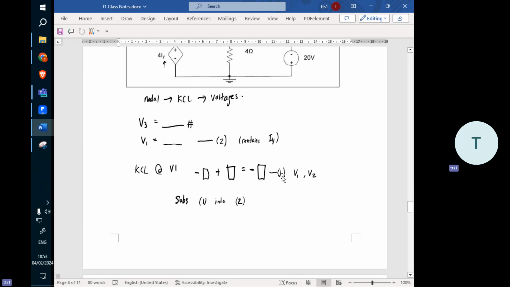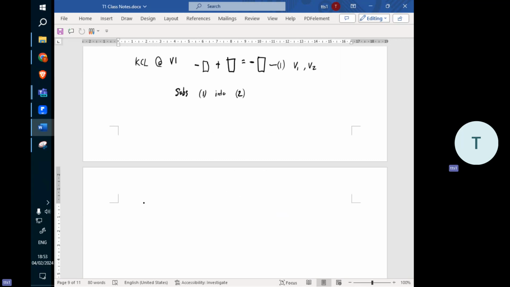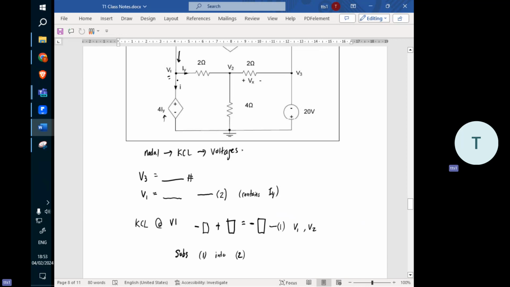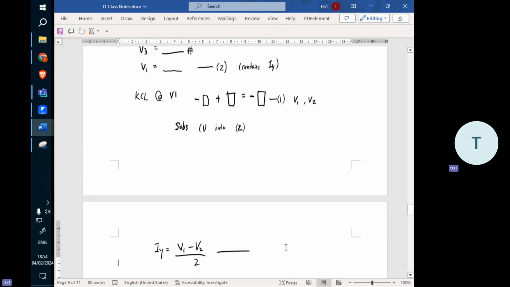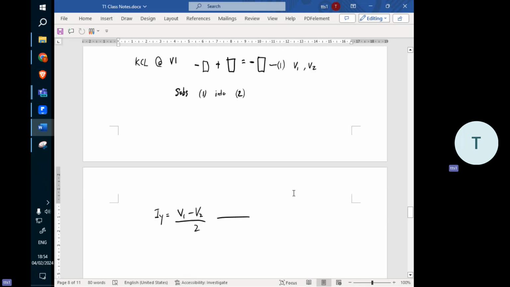I think for this part I can help you. IY can be defined as the voltage divided by the resistance. So the voltage is between here and here, the voltage difference. So IY can be defined as V1 minus V2 over 2. So we have another equation here. Let's say equation 1, equation 2, equation 3. So you have 3 equations already now.